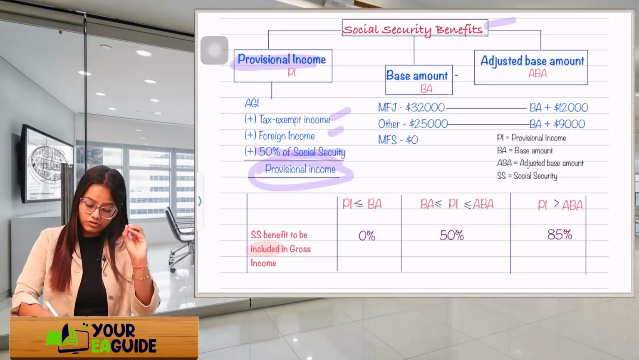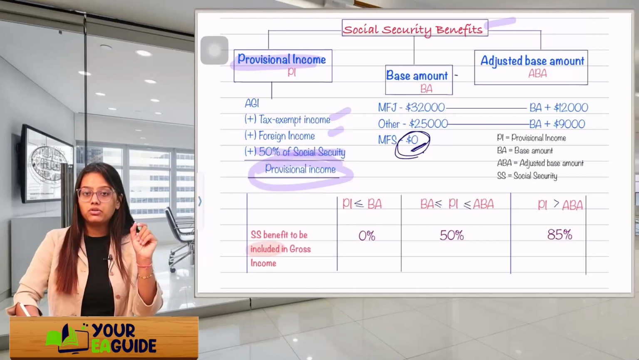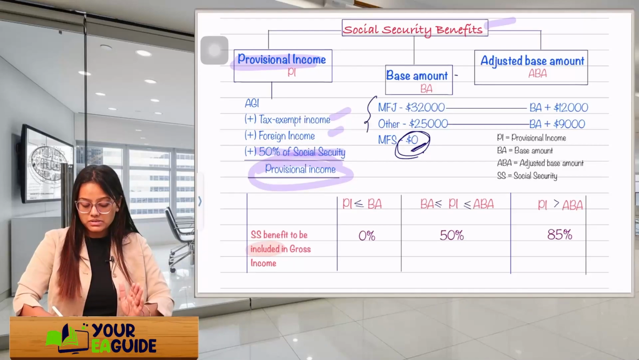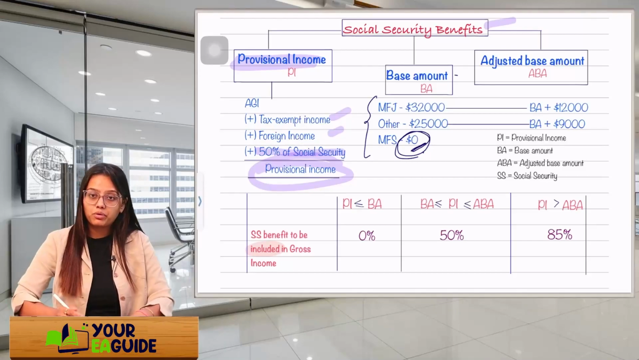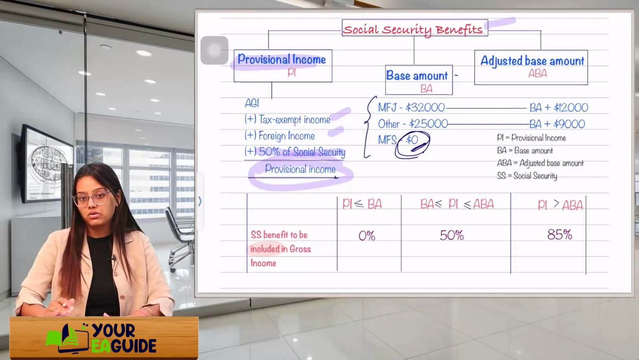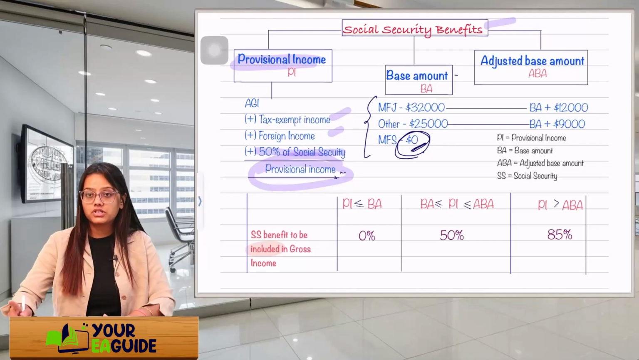Even if you have $0 of other income, up to a certain limit you have to make your social security benefit a taxable amount. This is not your AGI actually, this is just a base amount given by the IRS. Up to this much amount, if your provisional income is falling up to this amount, no need to include anything from your social security benefit. Okay, as soon as your provisional income falls somewhere between the base amount and the adjusted base amount.